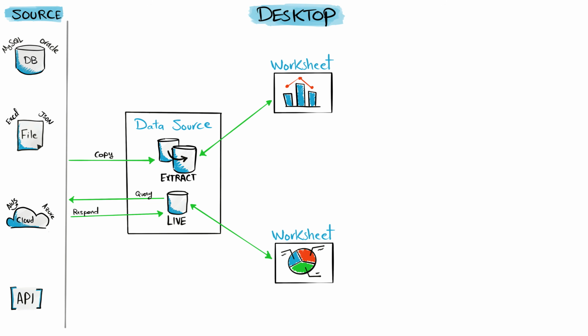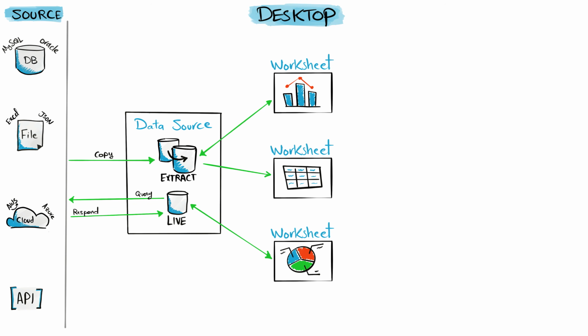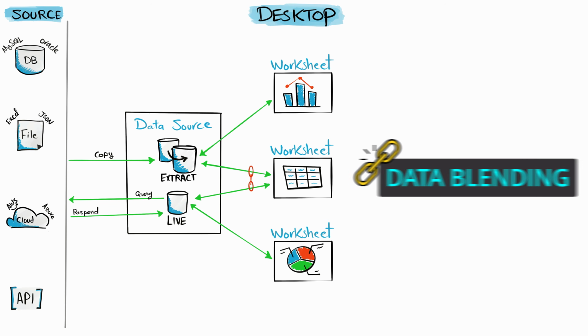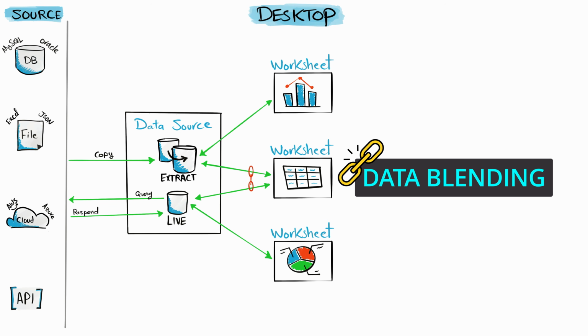And as you can see, each worksheet is connected directly to a data source. But in Tableau, you can build a worksheet from 2 different data sources by using a very powerful combining method called data blending. And this is a very unique feature in Tableau. You cannot find it in any other BI tools, where the data in one visual can come from different sources.